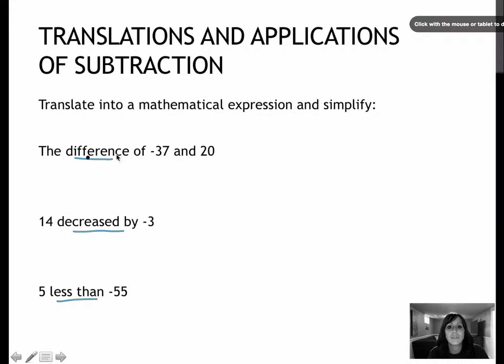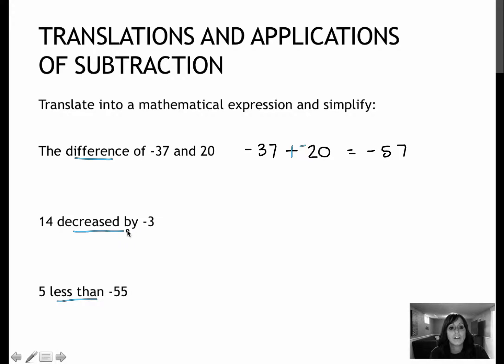If I'm finding the difference of negative 37 and 20, I'm going to write that as negative 37 minus 20. To simplify, I'm of course going to keep, flip, change, and then I'm going to combine two values that have the same sign, so I will find the sum and give it the common sign.